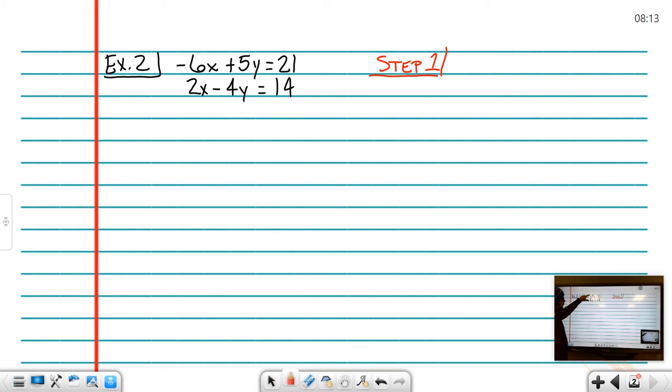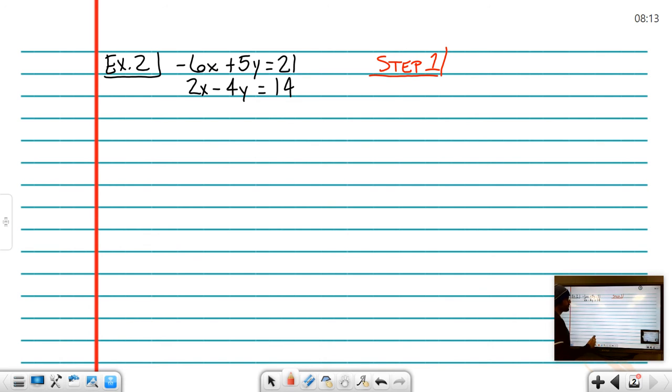That makes life a lot easier on me. But now if I look at the y's, 4 will not go into 5. 5 cannot be created to multiply to get 4. So I would have to find a common multiple, which is 20. That means I would have to multiply the bottom by 5 and the top by 4. That's going to be a lot of extra work on myself. Now, you're not wrong if you do it that way, but we want to try to make this as easy as possible.